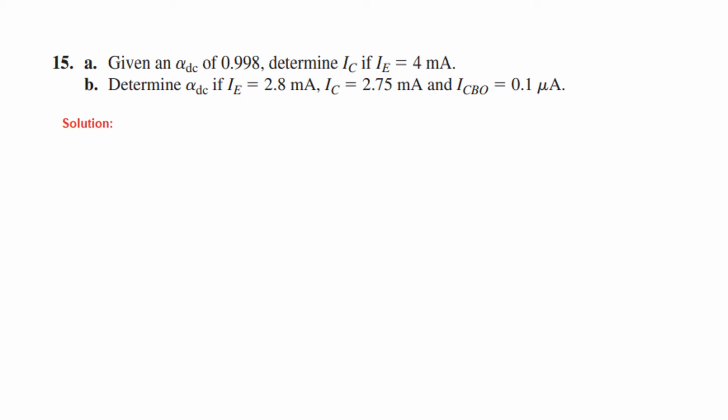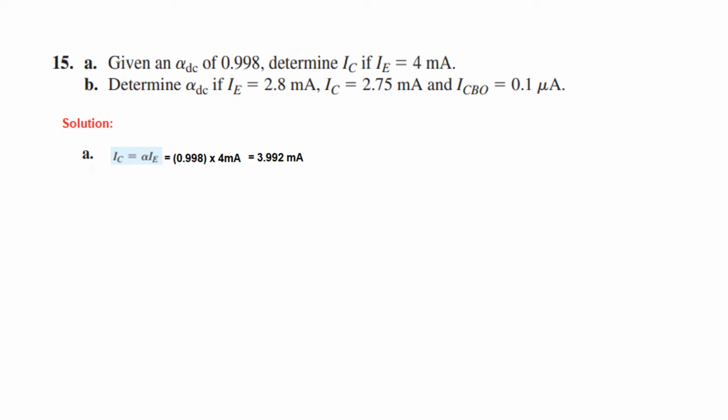The first part, we know it's very simple. You know this formula. We can just straight away put in this, or we also know there's another formula that alpha is equal to IC over IE. From that also you can get this. So the value of alpha is given, we put in that, value of IE is given. So IC is 3.992 milliampere.